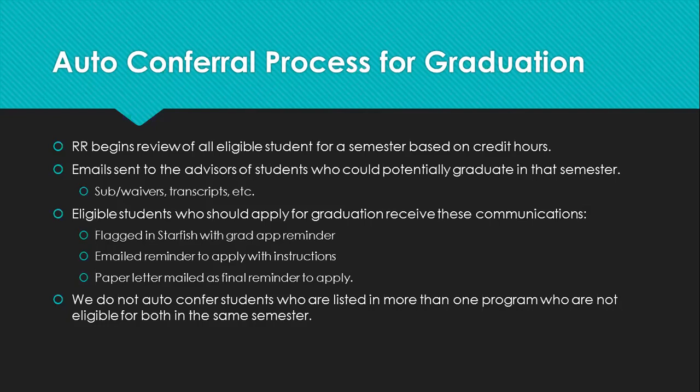So any eligible students that I find can graduate in a semester, I start with sending them some different communications. I start with the Starfish flag, and that's just a grad app reminder. It tells them, you appear eligible for graduation. Please log into Banner, apply for graduation in this major. And I normally get quite a few grad apps just based on that.